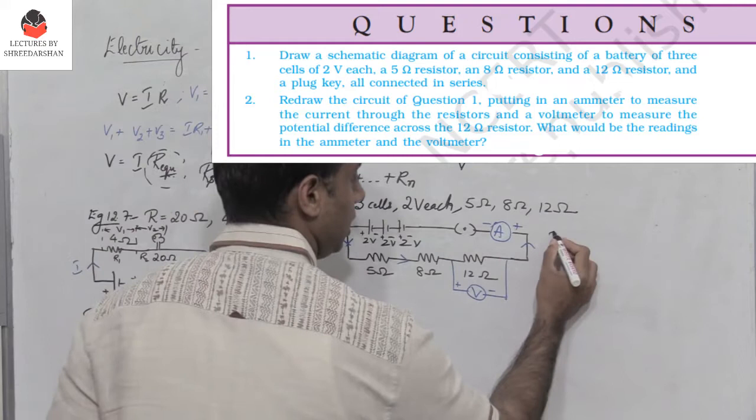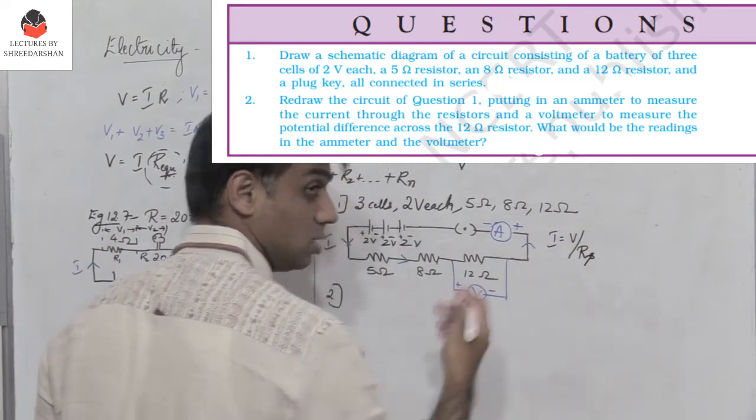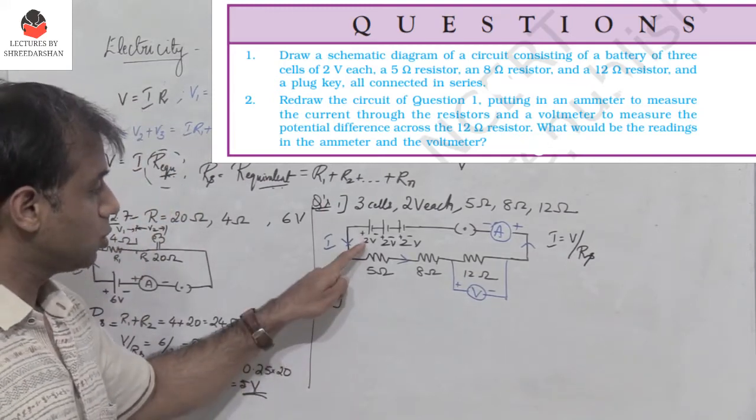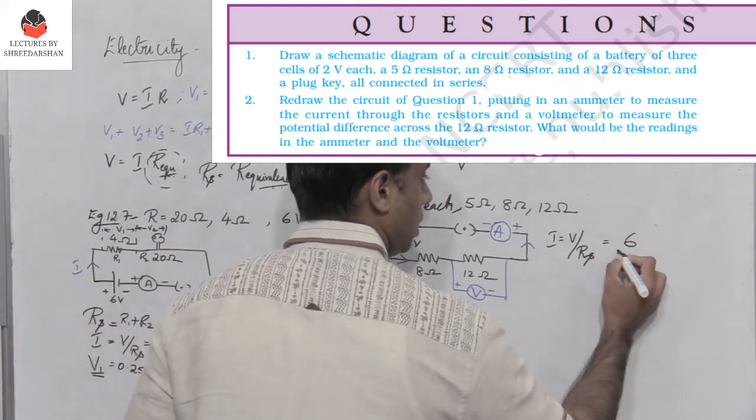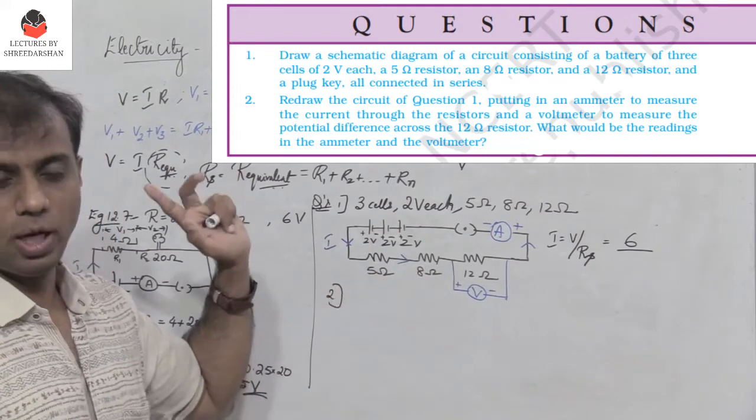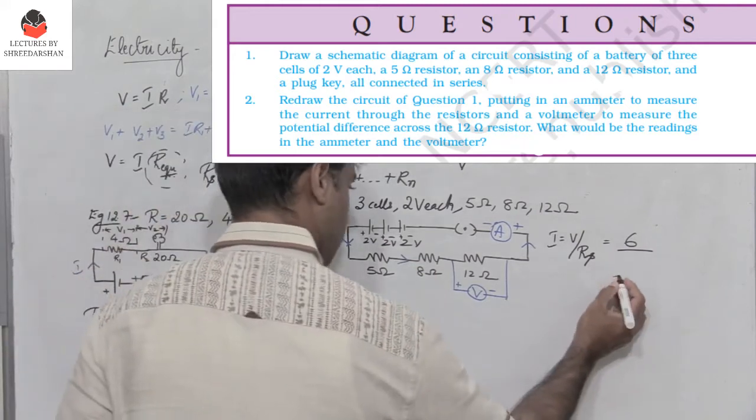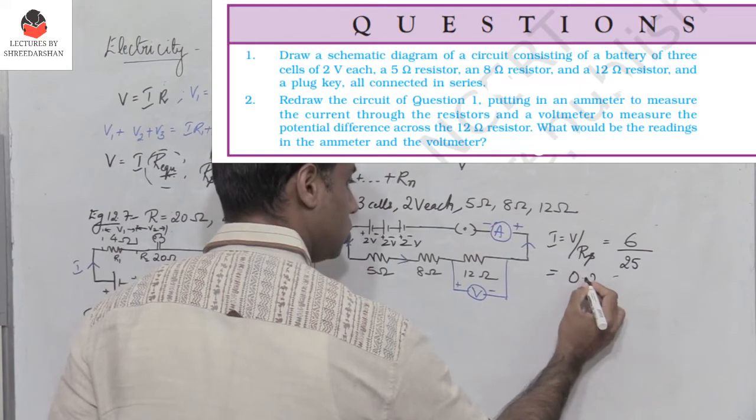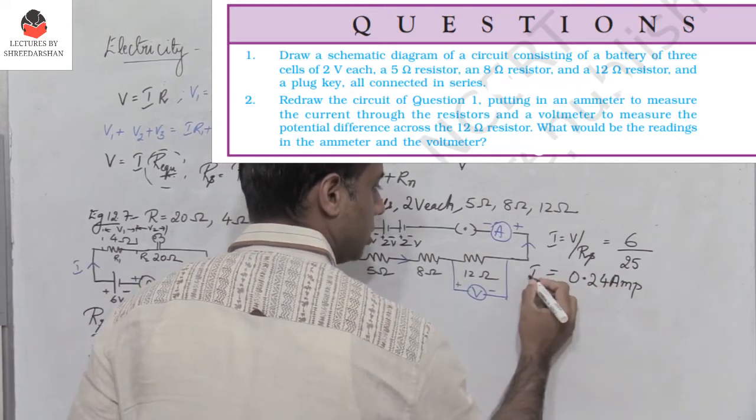The current I is V by RS, series resistance. So what is the total voltage? Voltage is 2 plus 2 plus 2, which is 6. And what is the series resistance? 5 plus 8 plus 12. Very simple. It is 25. So the total current would be 0.24 amperes. So this is the current.